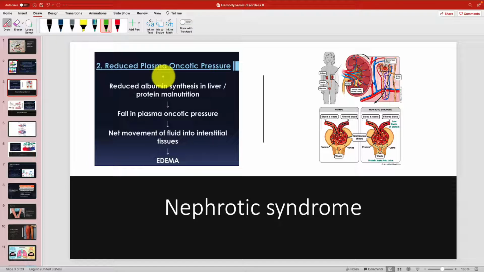Now, mechanism 2, excuse me, would be a reduction in plasma oncotic pressure. This occurs in the case when we have hypoproteinemia. Hypoproteinemia would be when, for some reason, there is a reduction in protein production, and generally it has to do with albumin production. So when we have a loss of total protein concentration or a fall in serum albumin, we get hypoproteinemia.